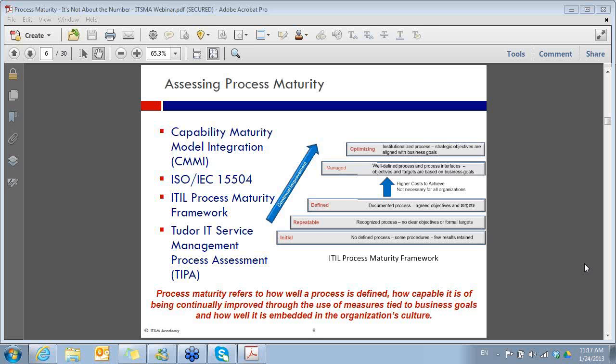So again, that speaks to not just that, yeah, you're producing tons of metrics, but are you capturing the data that you need to and producing the information that you need to in order to let the business know that you understand what's important to them, and that this process has been designed and is being tailored to meet the goals of the business? And then also maturity speaks to how well the process is embedded in your organization's culture.